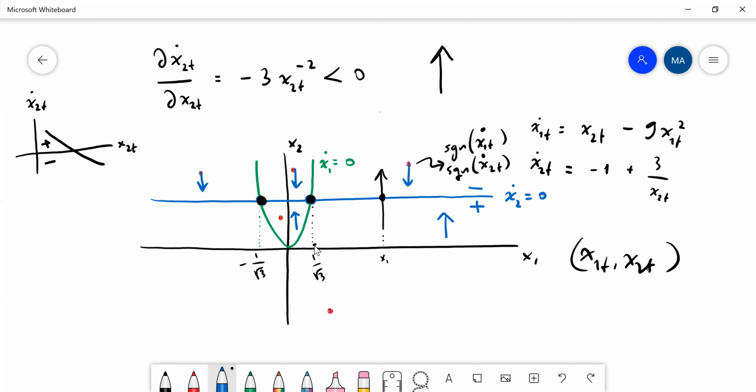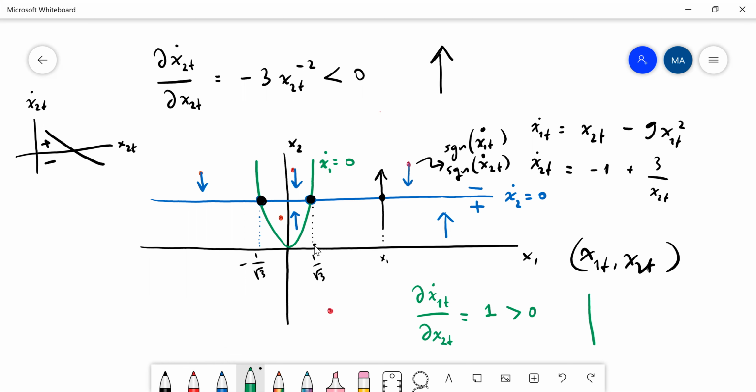Right? Now, we're going to do something similar for x1. So I'm going to look at the derivative of x1 dot with respect to which variable is easier? x2, right? x2 is easier. So what is that derivative? The derivative is equal to 1, which is always positive.